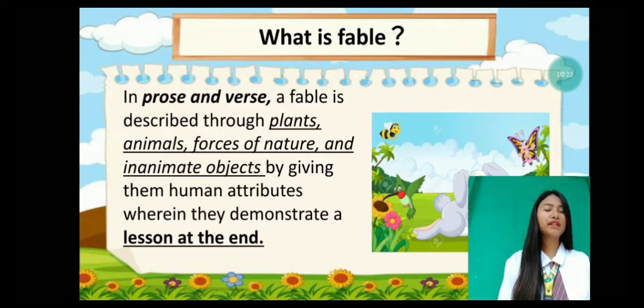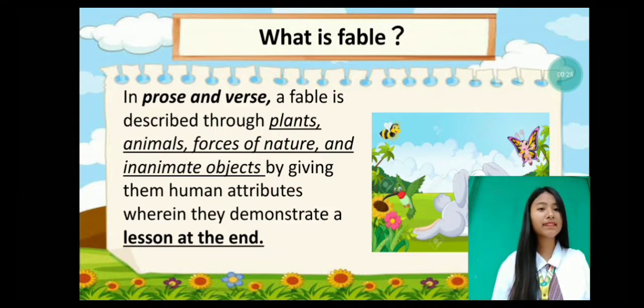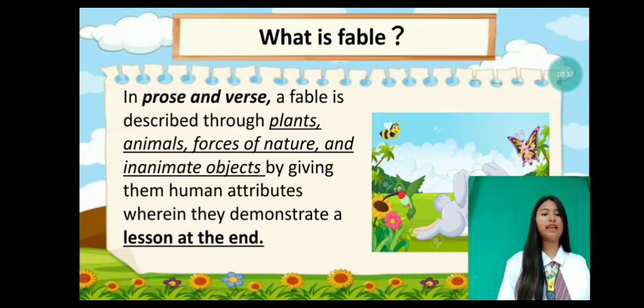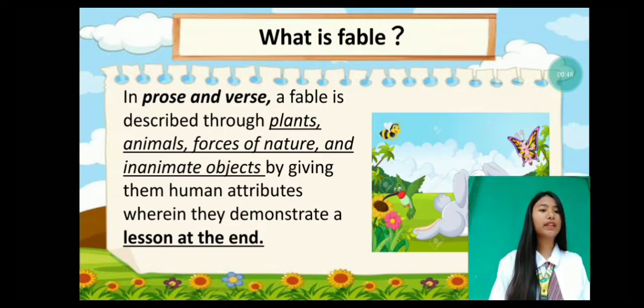In prose and verse, a fable is described through plants, animals, forces of nature, and inanimate objects by giving them human attributes wherein they demonstrate a lesson at the end. So again, when we say fable, it is a short story to speak. A story of animals and maybe plants, forces of nature, and inanimate objects. You are right to say that a fable is a story and the characters are animals. And of course, it is intended to provide a moral lesson at the end.